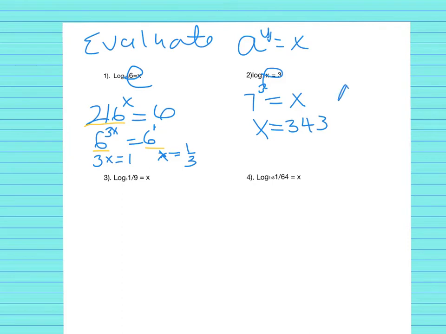The little caret top, when I talk about that, that's that little symbol on your calculator. You can use that for any exponent.